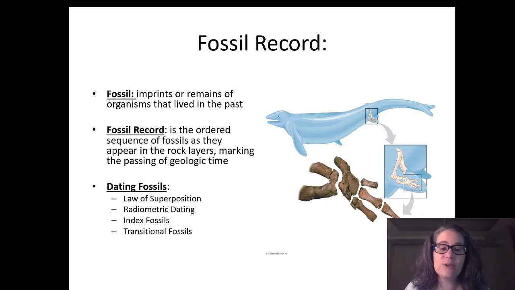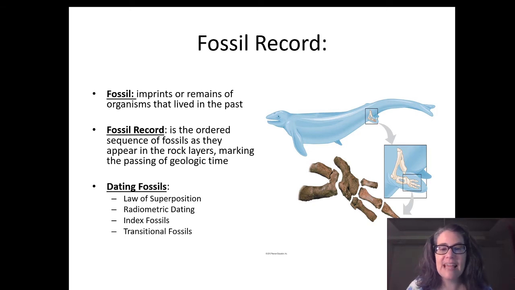We also radiometrically date different fossils. So we use radioactive isotopes, the ratios of the mother isotopes and the daughter isotopes, in order to figure out how old something is, to give an actual age to a fossil. And so this gives us the idea of how old the Earth is and when different living things have existed.